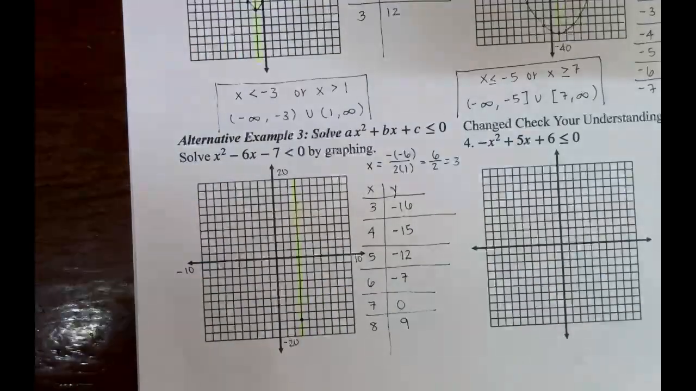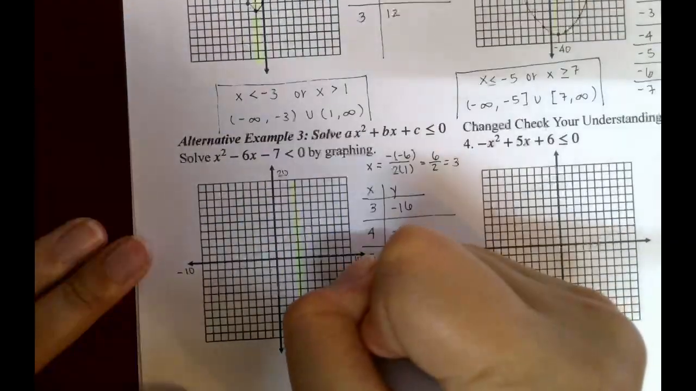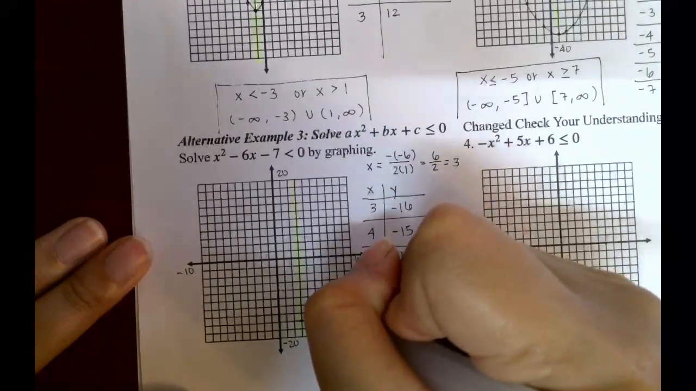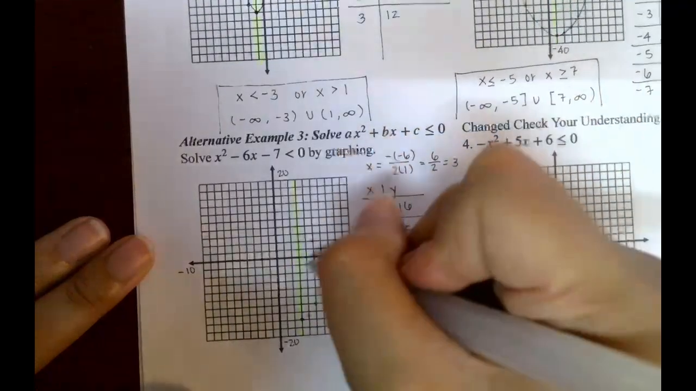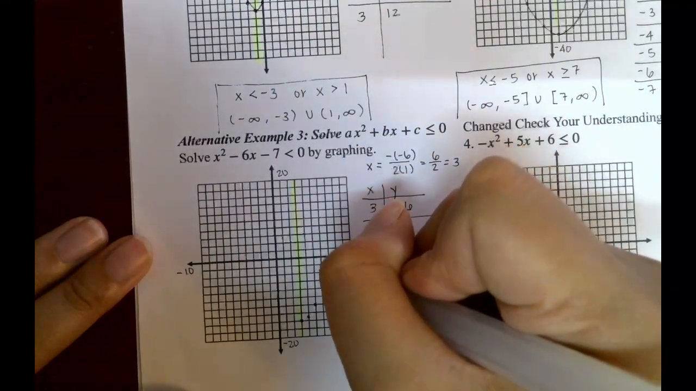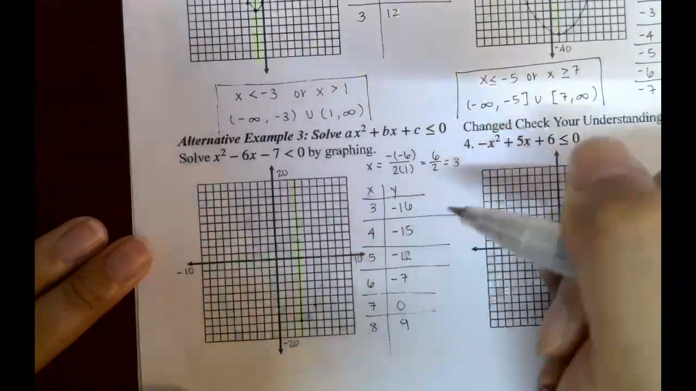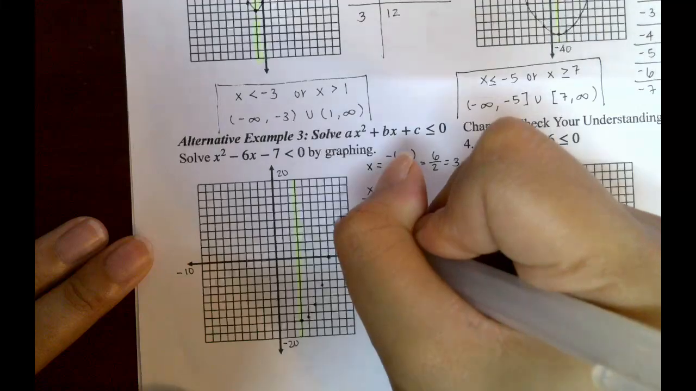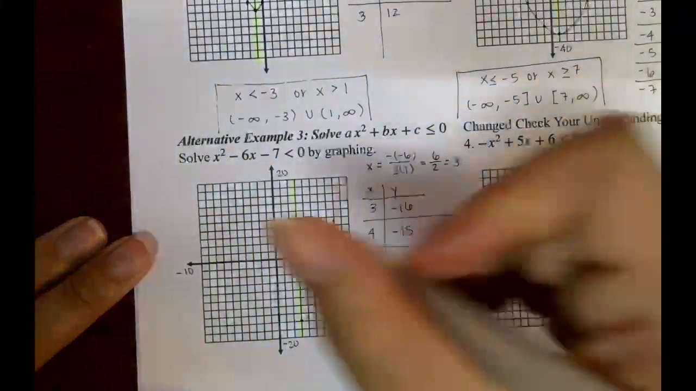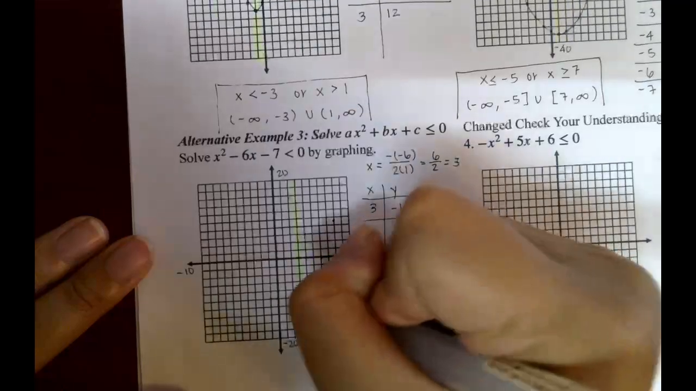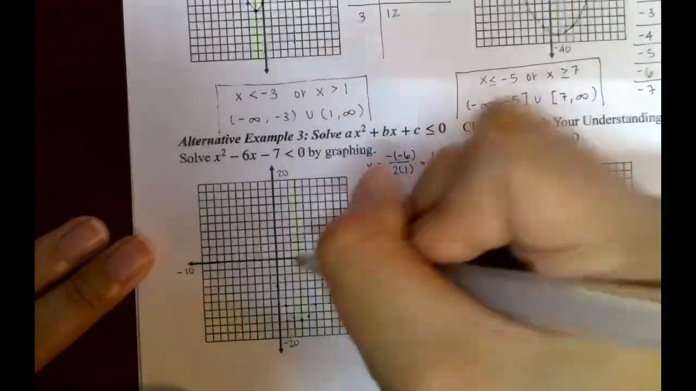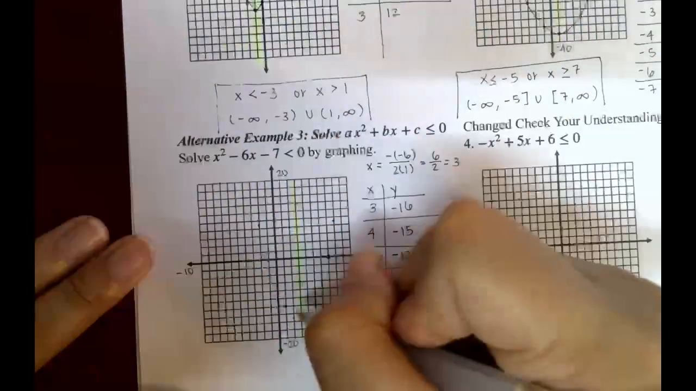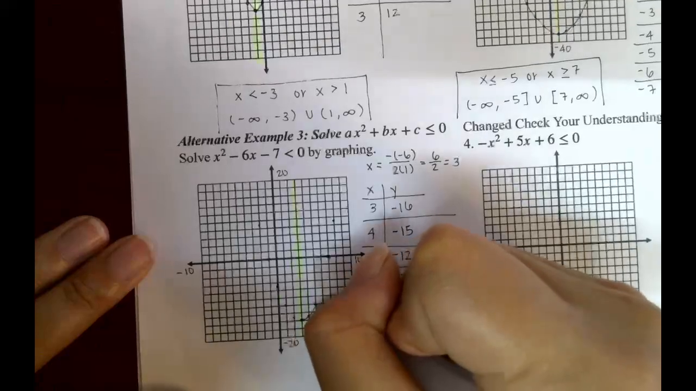Okay. 4, negative 15 would be halfway here. Then 5, negative 12, so then be 1, 2, 3, 4, 5, 6 here. Okay, 6, negative 7 would be 1, 2, 3, around here. 7, 0 would be here, and then 8, 9, 1, 2, 3, 4, and then it'll be 9. Okay. So then let me mirror these over. Okay. I'm going to connect my dots for now.